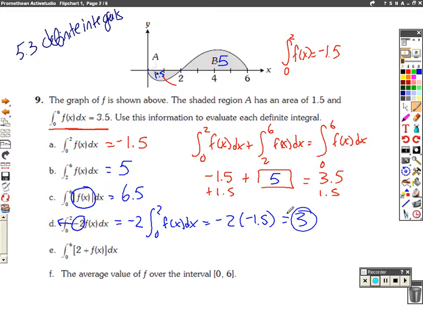All right. Letter E. Oh, okay, we're allowed to separate. The sum and difference rule says we can separate this. So we can do the integral from 0 to 6 of 2 plus the integral from 0 to 6 of f of x dx, right? So let's do this separately. This one we already know, 0 to 6. They gave us right up there. That's 3.5. So we're going to be adding 3.5.